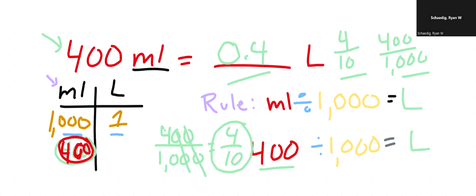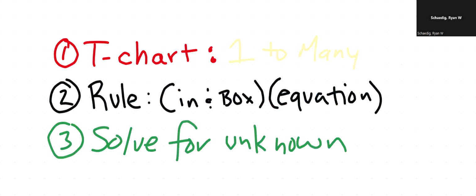Let's just remember, this is the key to converting all units of measurement. T-chart, one to many. Find the rule, then solve for the unknown. That's it. I need to stop talking because, again, we got a long video, but you did great.